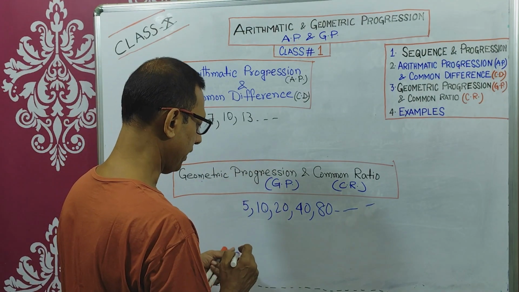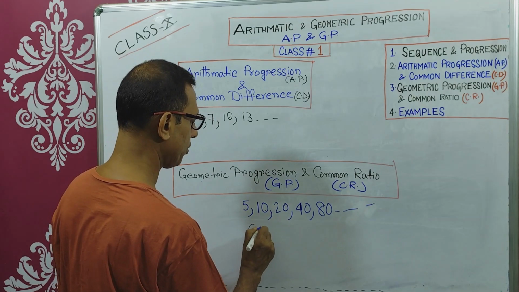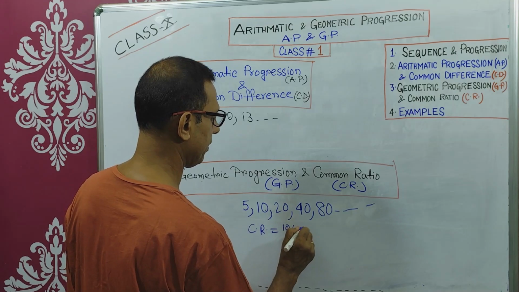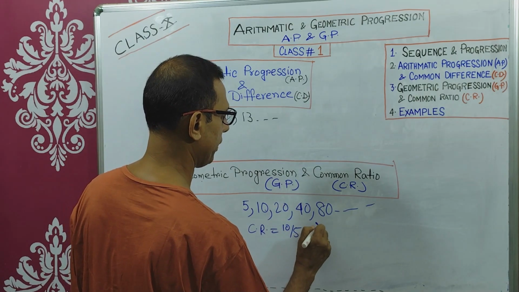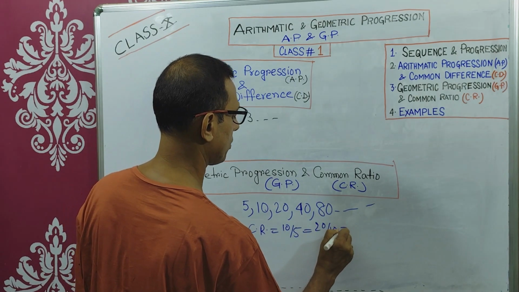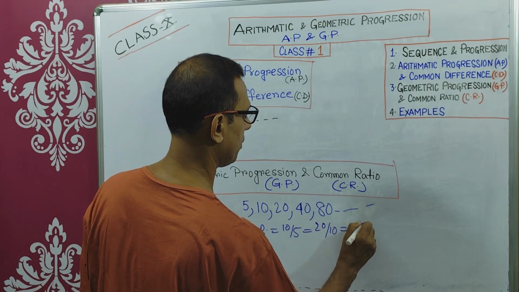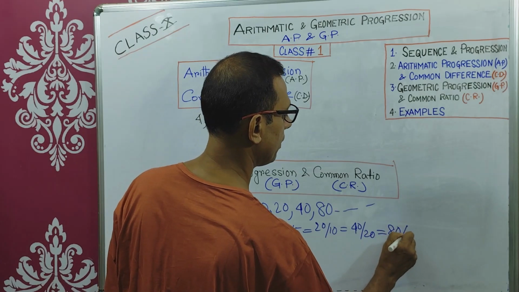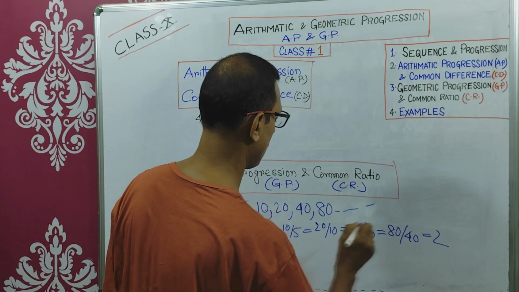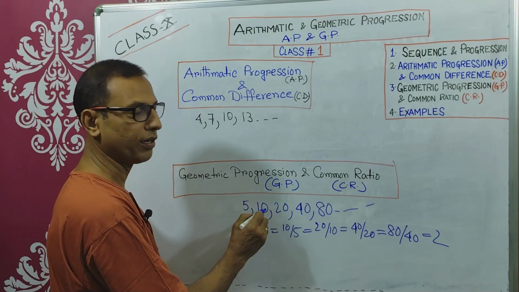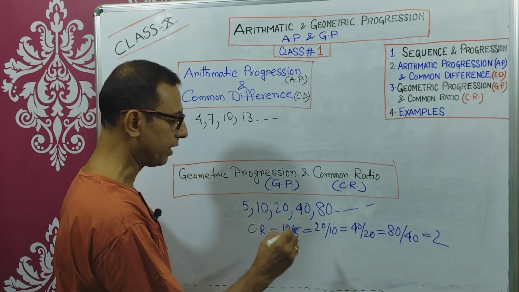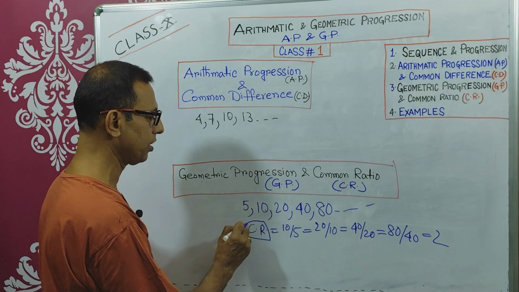So here the common ratio is 10 by 5 equals 20 by 10 equals 40 by 20 equals 80 by 40 equals 2. So everywhere the ratio between two consecutive terms is 2, that is called common ratio or CR.